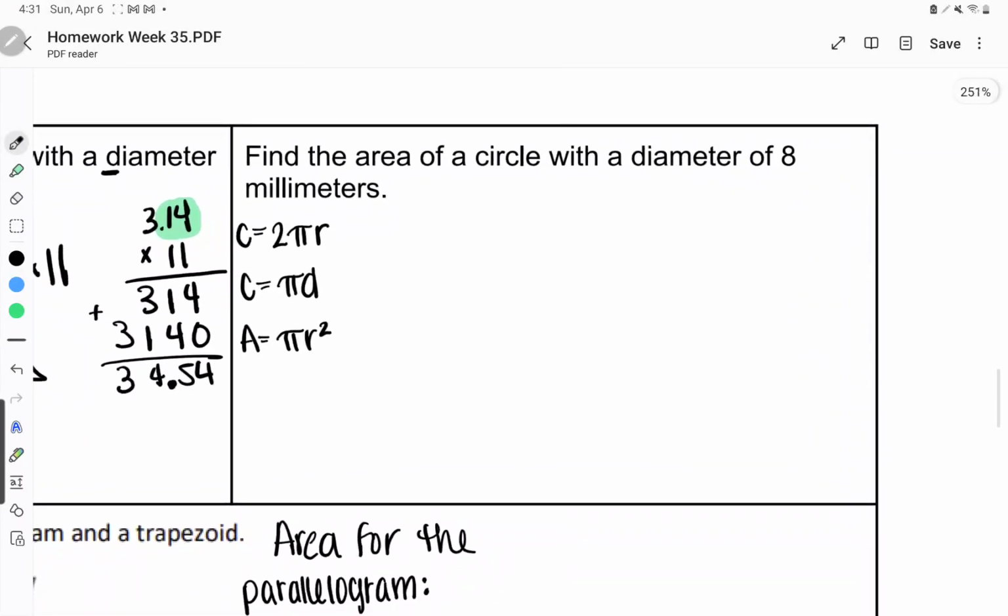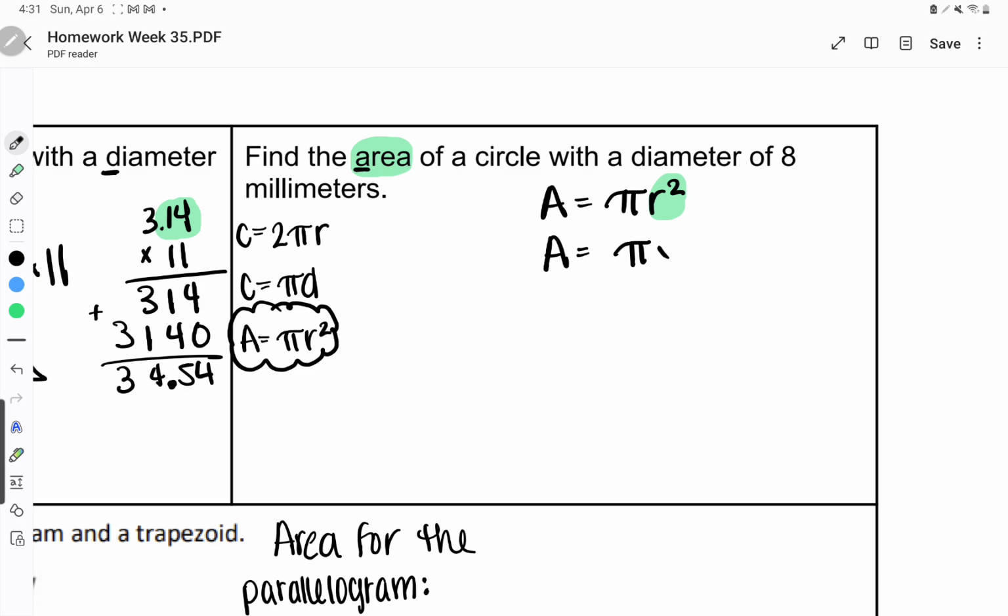The next one says, find the area of a circle with the diameter of 8 millimeters. Now, it wants us to find area, and area starts with the letter A. That means I will be using this formula. Area equals pi times radius squared. Now, if you remember, I don't like using the formula with radius squared. So instead, I say, okay, what is the same thing as radius squared? That would be radius times radius. So I have area equals pi times radius times radius. Well, if we look, it says a diameter of 8. Diameter does not start with the letter R. That is not a radius.